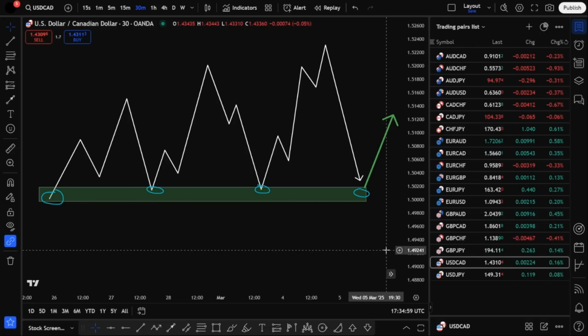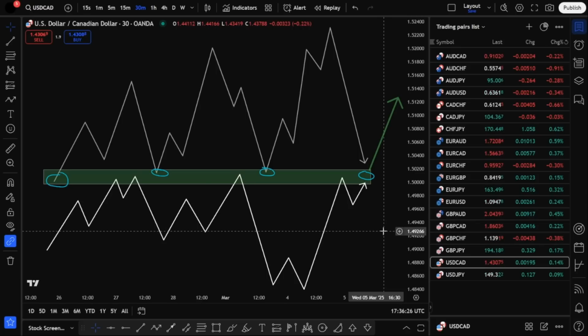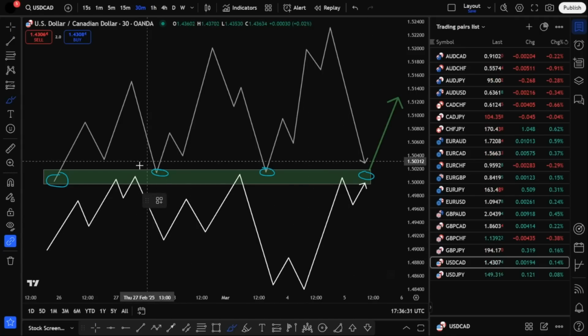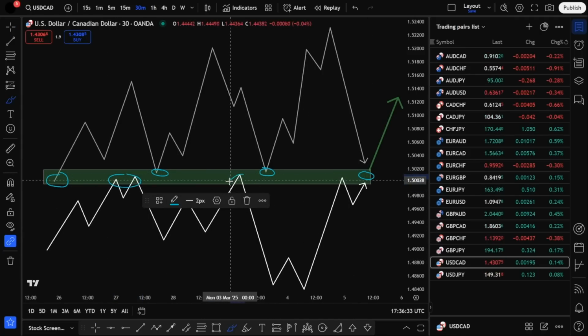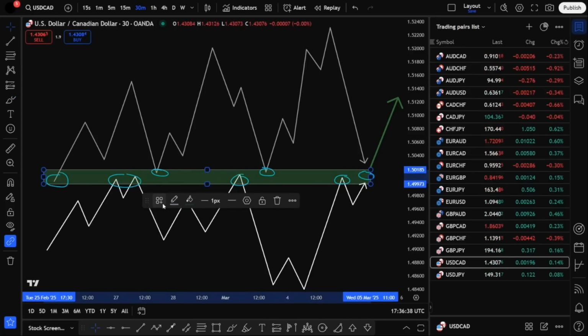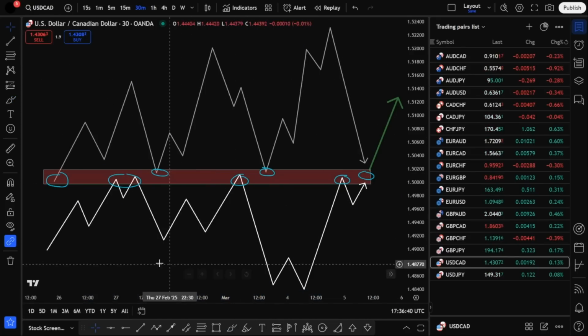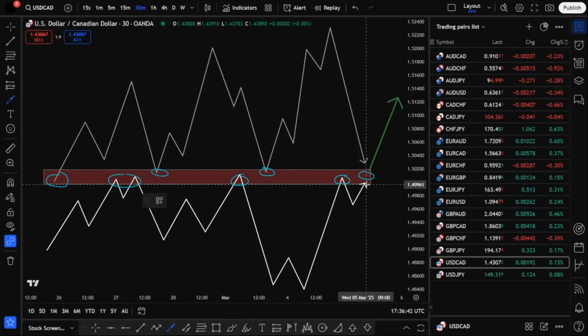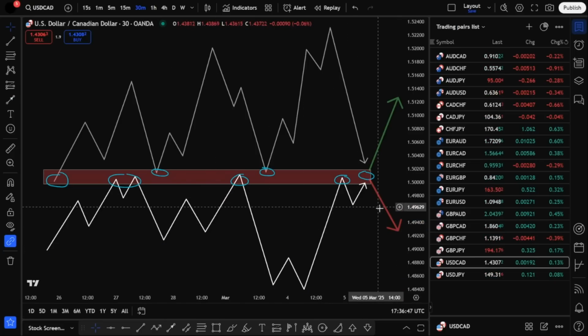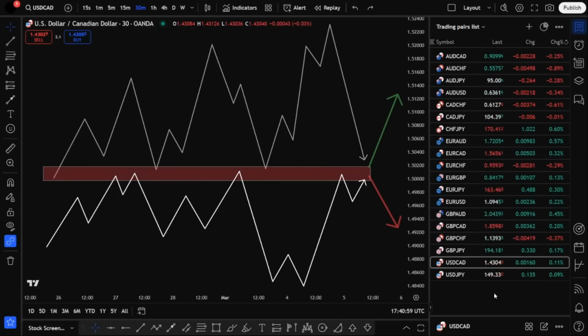Now, let's flip the script. Resistance. Think of it as a ceiling that the price struggles to break through. It tries to go higher but hits resistance every time. When it reaches this zone again, it makes sense to look for a down trade. Let's lock in that theory and jump right into a live setup.